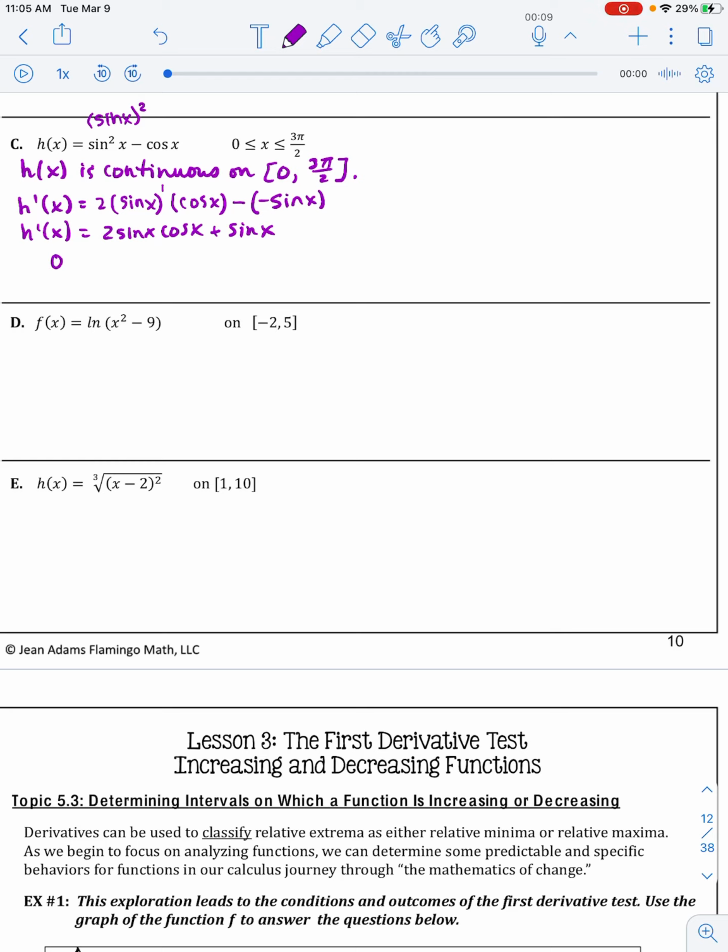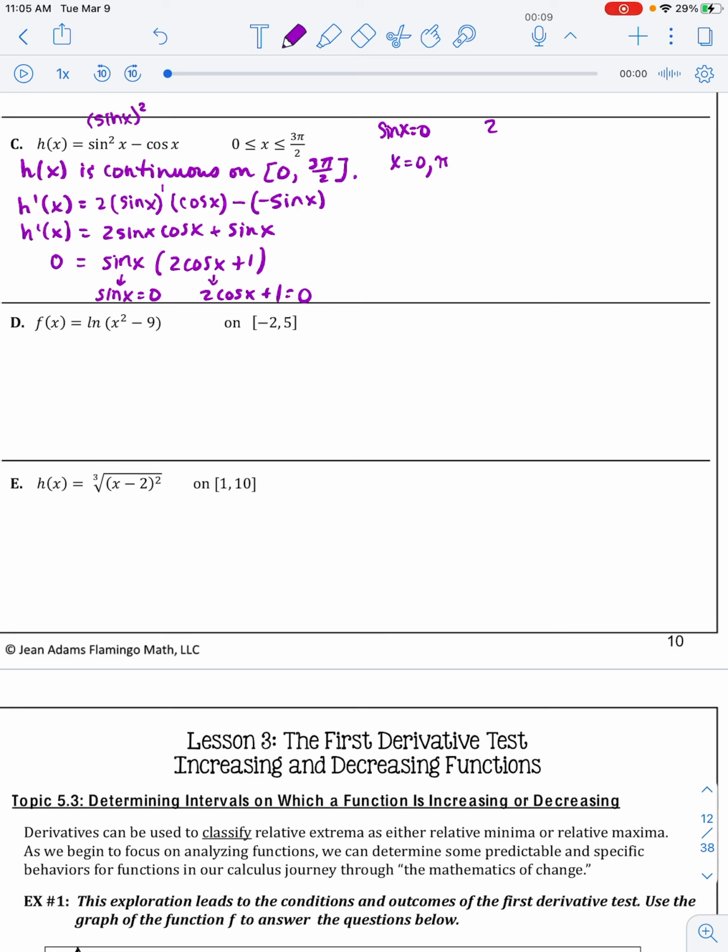Now, I'm going to set my derivative equal to 0, and I notice that I can factor a sine out, leaving me with 2 cosine x plus 1. And then that means that either this is 0, so I'm looking for where the sine of x is 0, and I'm also looking for where 2 cosine x plus 1 is 0. So think about where the sine of x is 0. That's at 0 and also pi. Okay, in this interval, it would just be at 0 and pi.